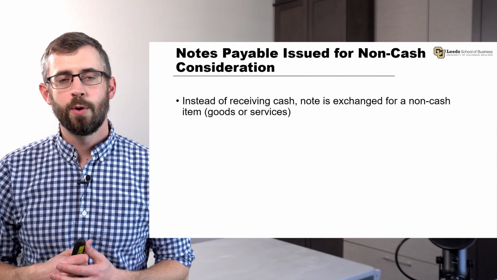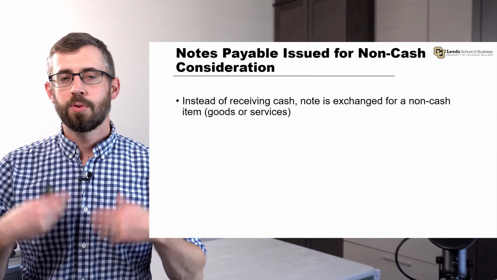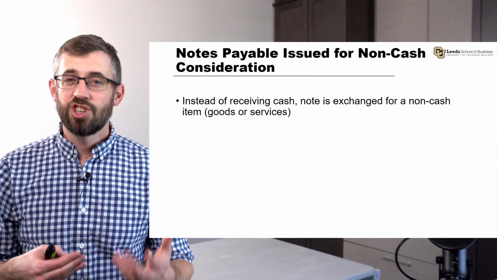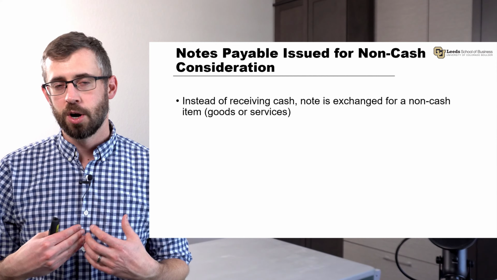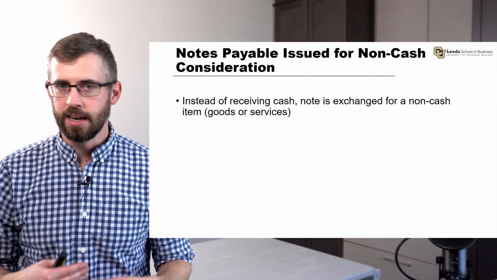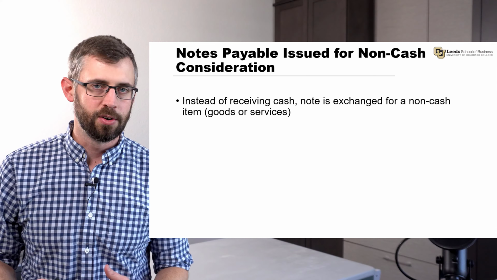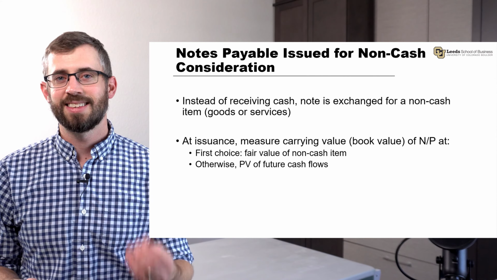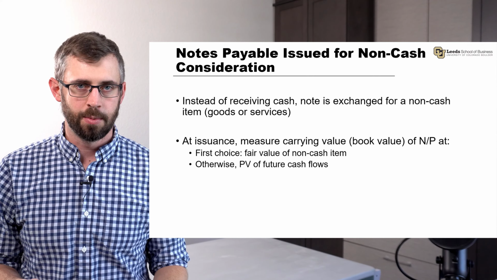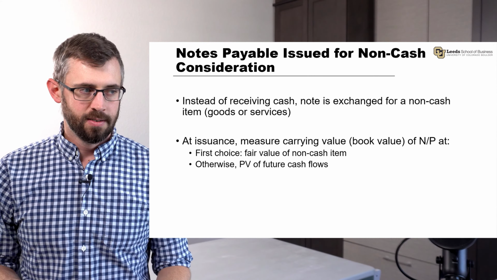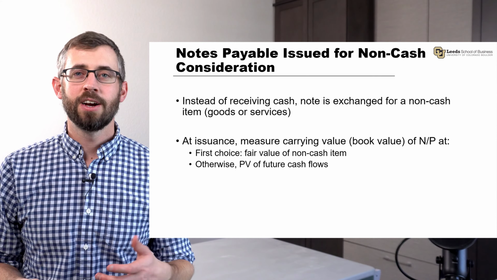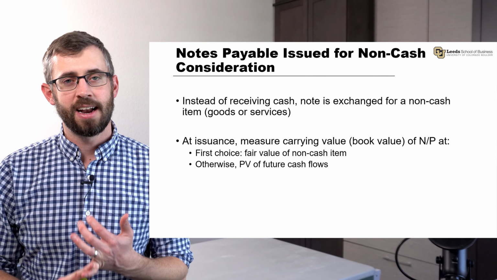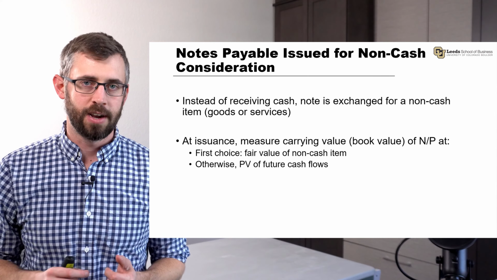So last, a very quick topic when you're promising to pay in the future. So you're issuing a note payable in exchange for some non-cash. So you're not borrowing money, but maybe you're getting a piece of PP&E, a piece of land, a building, something like that. We're going to treat the accounting for this exactly like we did under notes receivable, where if we can, at issuance, we are going to measure the carrying value of the note at the fair value of that item we're receiving, if we know the fair value.